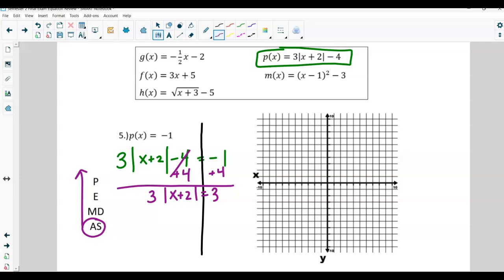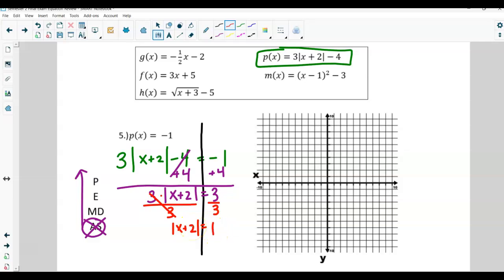Like before, we have another addition of 2, but we can't access it until the absolute value bars are off. So right now that plus 2 does not happen in this step. We move on to multiplication and division. We have this times 3 in front. So we want to take care of that by dividing by 3. And then we get the absolute value of x plus 2 equals 1.